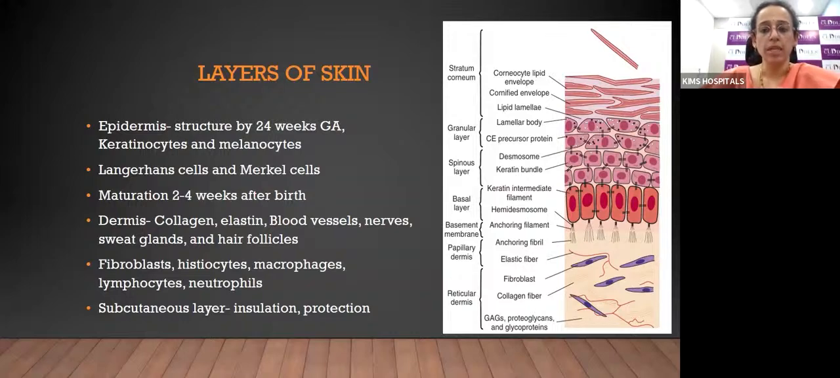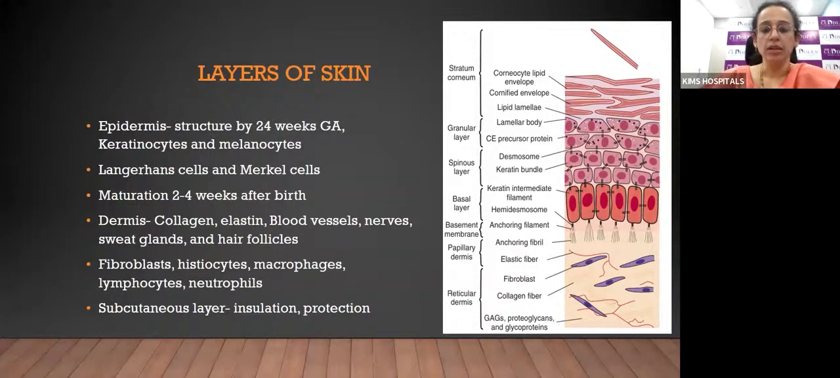As the baby's skin matures, the Langerhans cells and Merkel cells percolate into the epidermal layer and help in offering local skin immunity. The skin matures after birth of the baby by around 2 to 4 weeks. That is why when the baby is born at less than 32 weeks, we offer incubator care for the baby to prevent insensible water losses and also help in skin maturation.